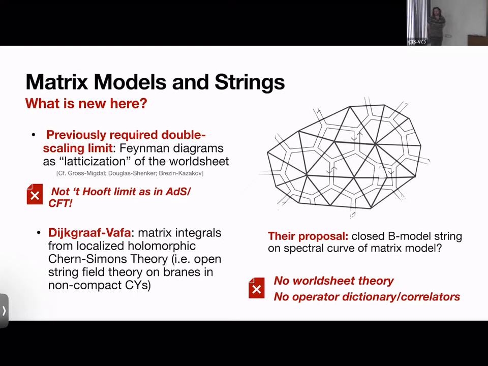Correlation functions. Yeah. More like partition functions. So those are the type of things that you can match.